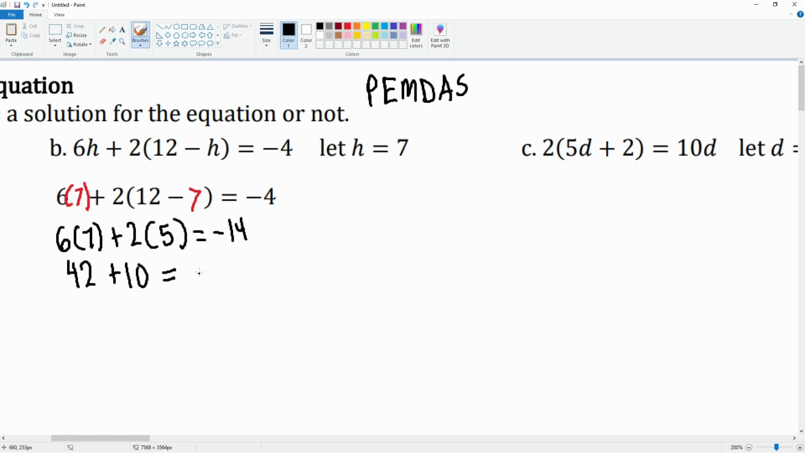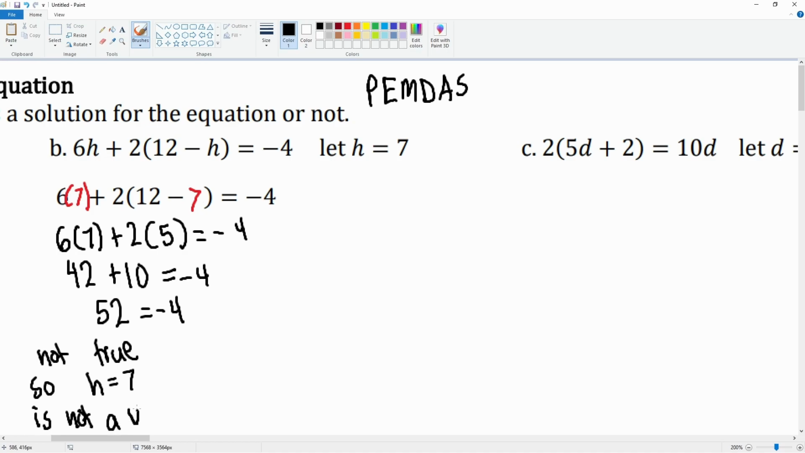And let's see, does this equal negative 4? No, it doesn't. 42 plus 10 is 52. Is that equal to negative 4? So this is not true. So h equals 7 is not a valid solution here.